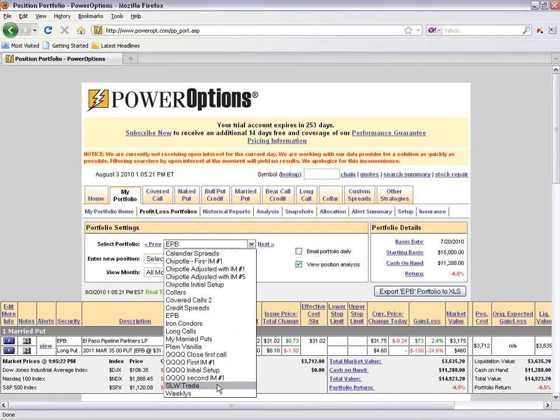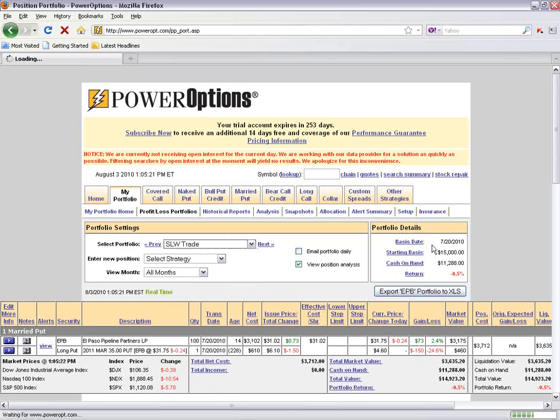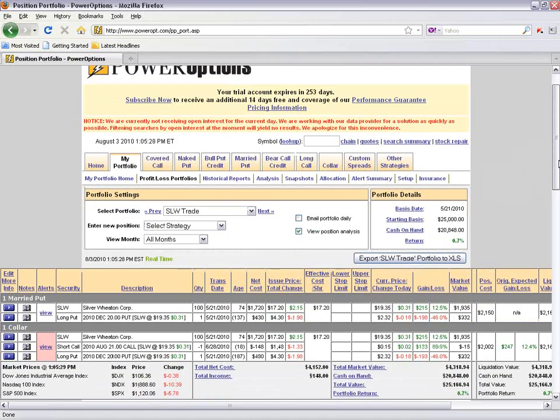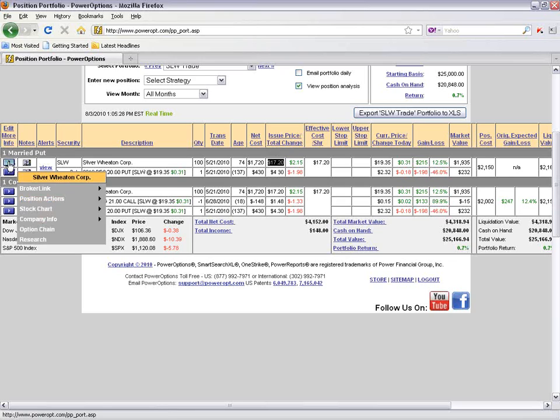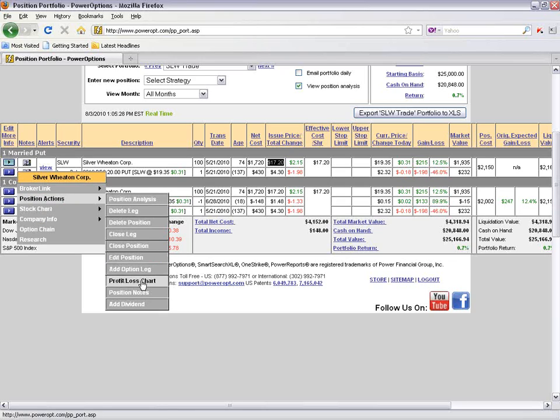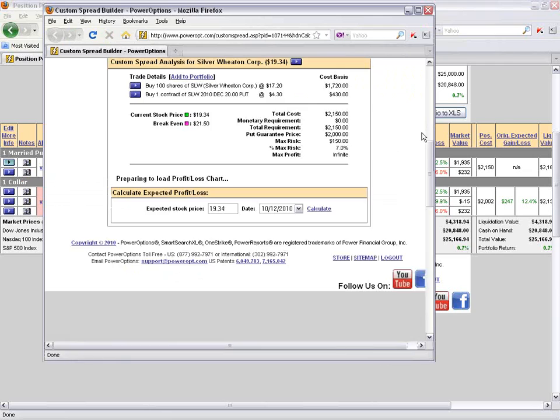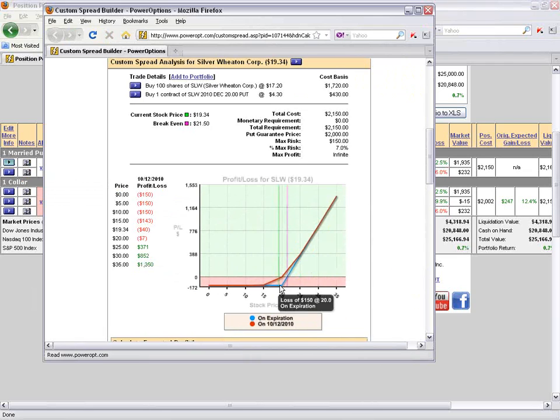EPB is another position we're going to talk about in just a moment, but let me pull up the SLW trade. Here's my original position. I've entered it twice here just for the view. My original position on top, one married put, bought shares of stock at $17.20, bought the 20 put for $4.30. Now let's take a look at the initial profit and loss chart on the position. We'll see the standard hockey stick graph risking 7% or $150, and I have an infinite maximum risk.